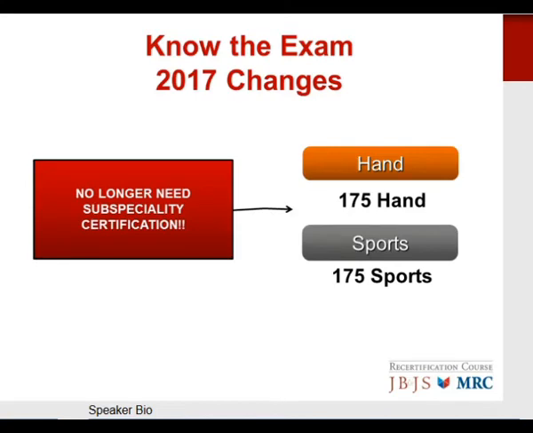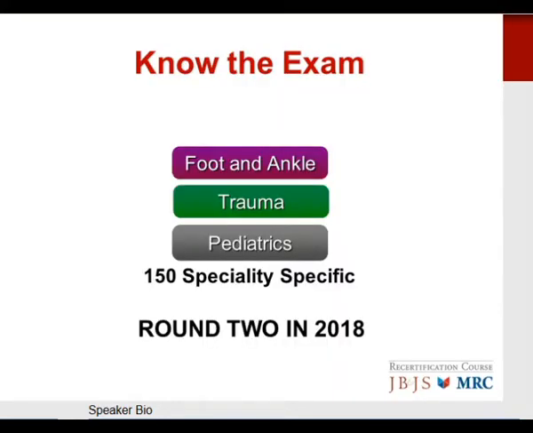For hand and sports, you no longer need the subspecialty certification examination. You may elect to take this examination if that is where the majority of your practice is focused on. In round 2, which is the 2018 cycle, there will be 3 additional examinations added. This is going to be a foot and ankle, trauma, and pediatrics examination, and these will fall into line with the other examinations. There will be 150 specialty-specific questions on each of these examinations.